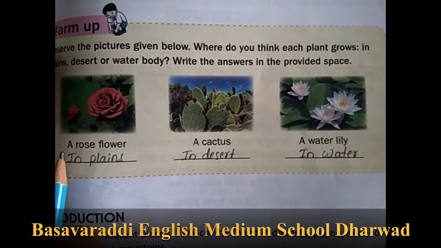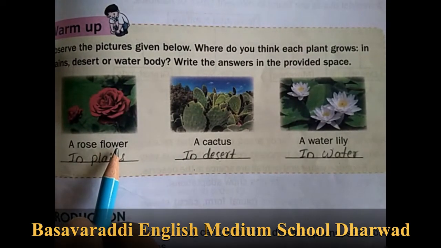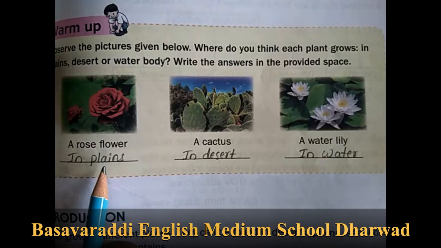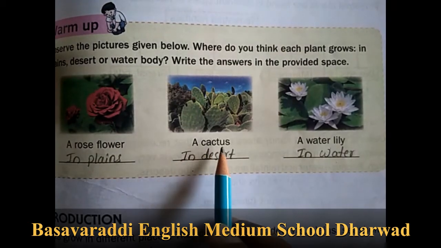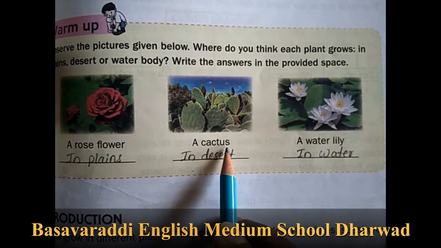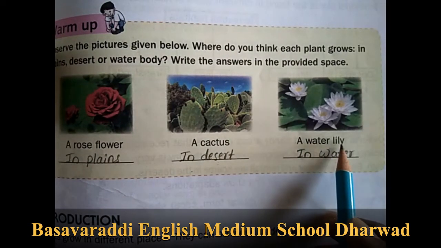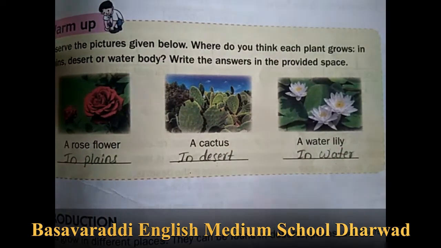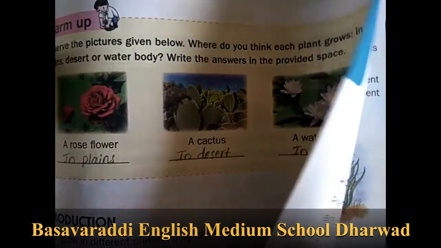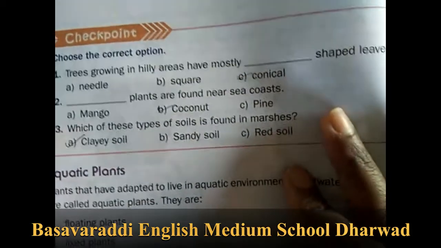Okay, look at the pictures. A rose flower, it grows in plains. A cactus plant, it grows in desert. A water lily, it grows in water. Okay, the warm up activity is finished. Let's go to the checkpoint.